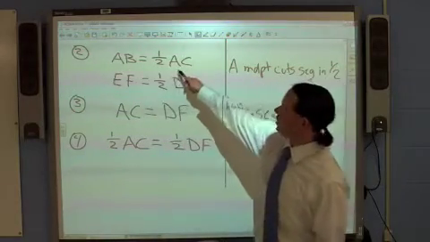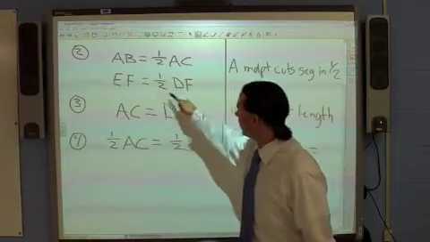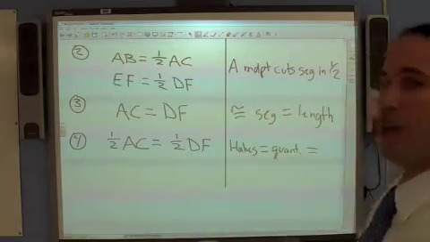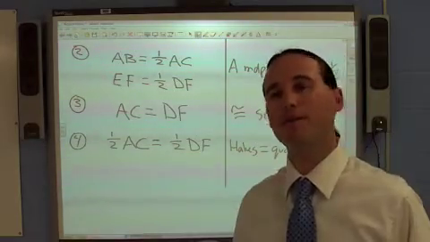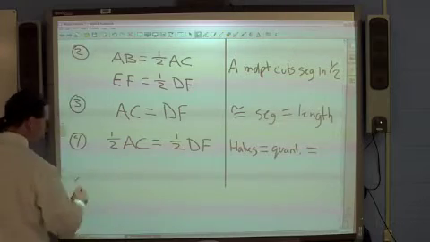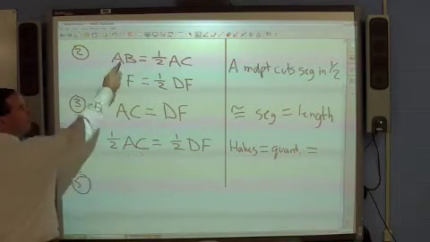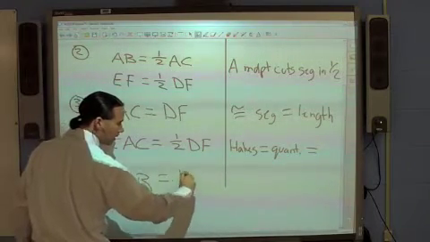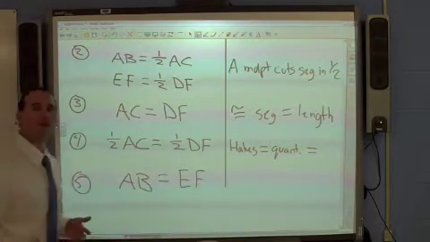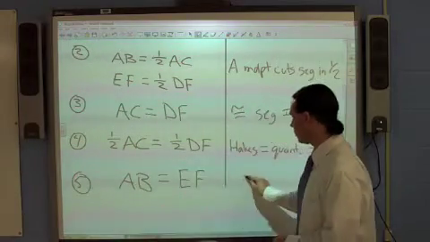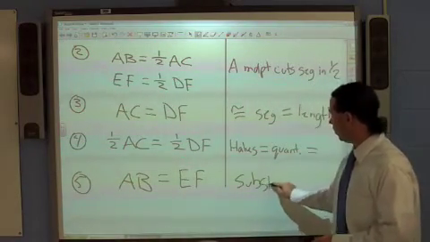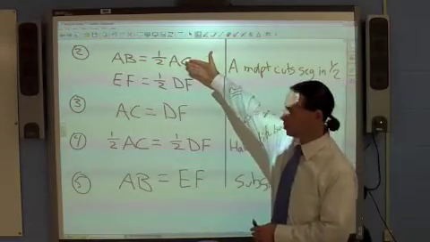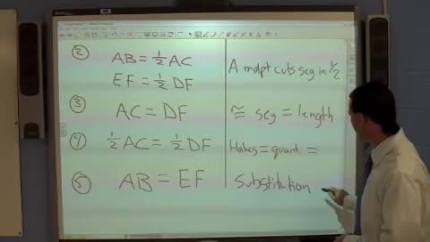If AB is a half of AC, and EF is a half of DF, and a half of AC equals a half of DF, we have a substitution here, right? We can say that it must be true that AB equals EF. AB equals EF. Where am I getting this from? Well, this is a substitution. Which steps are we substituting with? Step 2 and step 4.